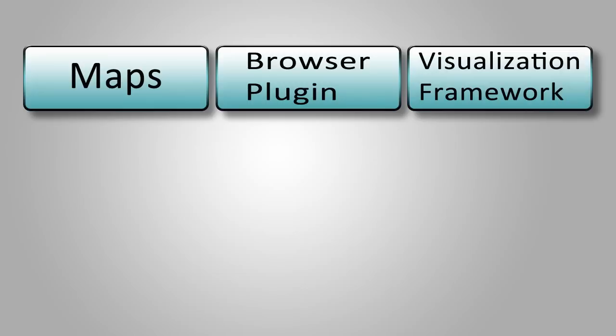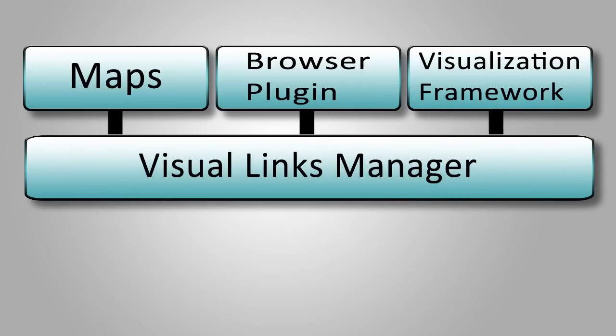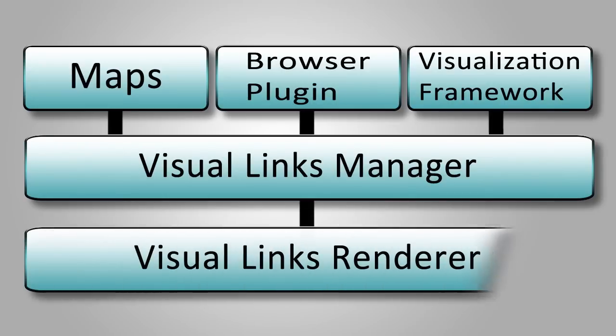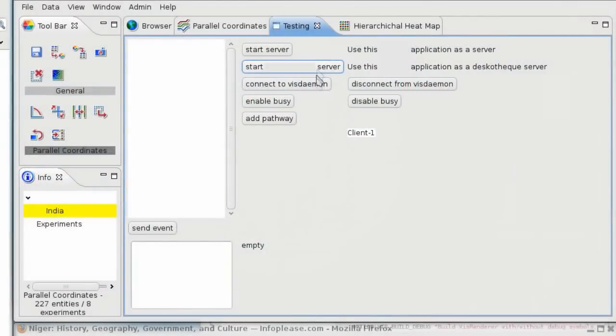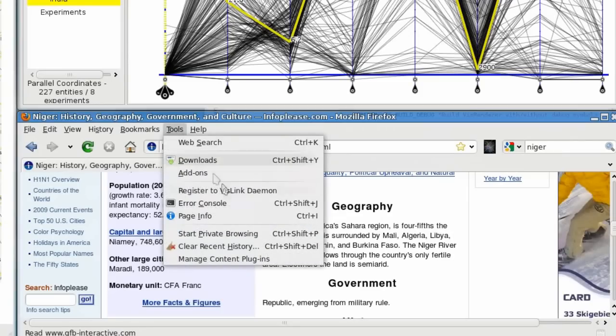Applications utilizing visual links are coordinated by a visual links manager. Line connections and highlighted regions are rendered by a Compass Window Manager plugin. Arbitrary applications can register to the Visual Links Manager by sending and receiving HTTP messages.